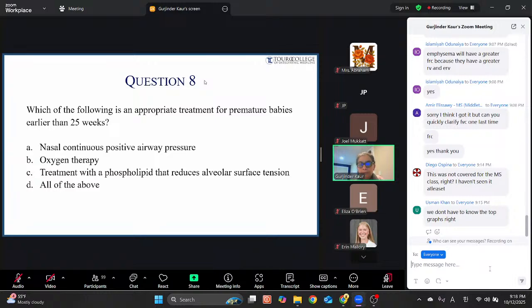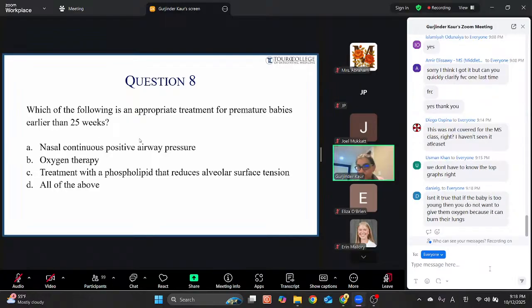Somebody answered in the chat. You want to give them positive airway pressure to overcome the atelectasis, to open up the alveoli first. You want to give them oxygen because they may have some ventilation perfusion defects already, which you want to overcome. And you also want to treat them with the phospholipid treatment, which is basically a surfactant material that you supply to reduce the surface tension and open up the alveoli. Very well answered, Abraham. Thank you.